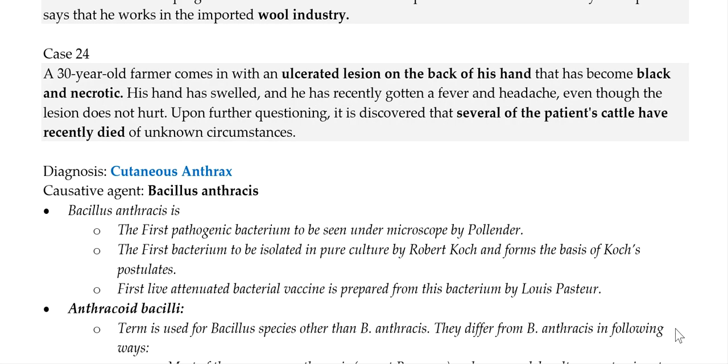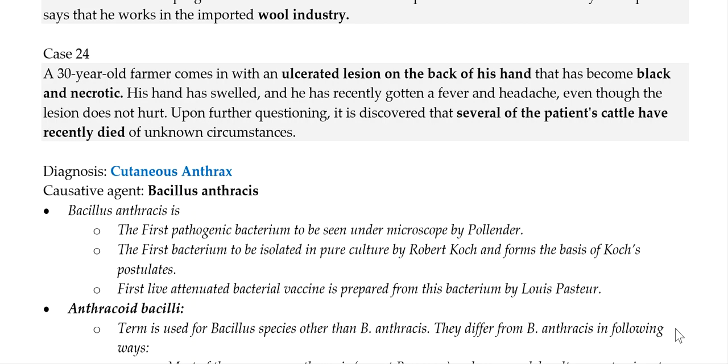Many of you have guessed it correct. It is anthrax. It is the cutaneous manifestation of anthrax. And as we all know, the causative agent is Bacillus anthracis. So let us know a little bit about Bacillus anthracis.